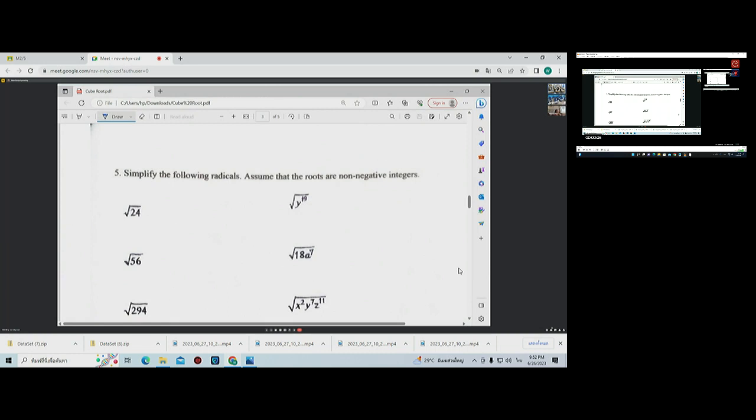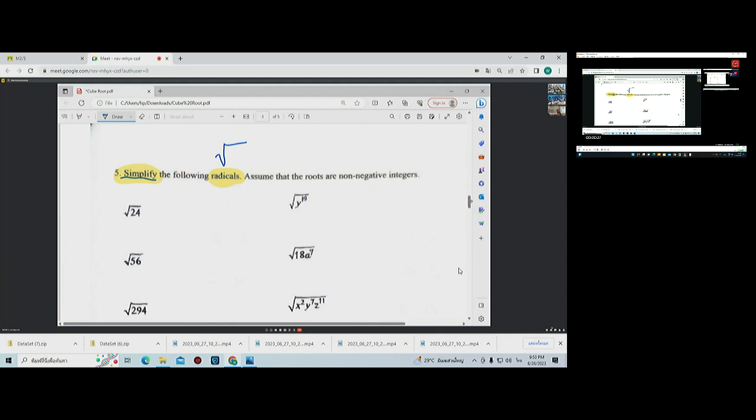So today we will be simplifying the radicals. Simplifying the radicals. What do you mean by radicals? Radicals means the value with root. Understand? Radical means the value with root.